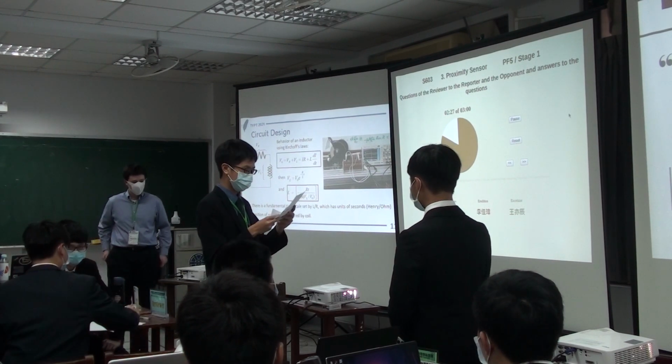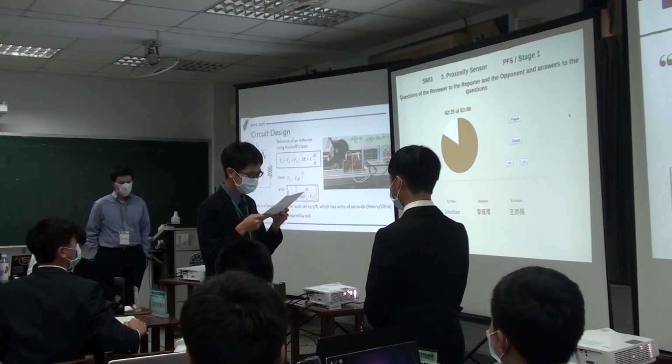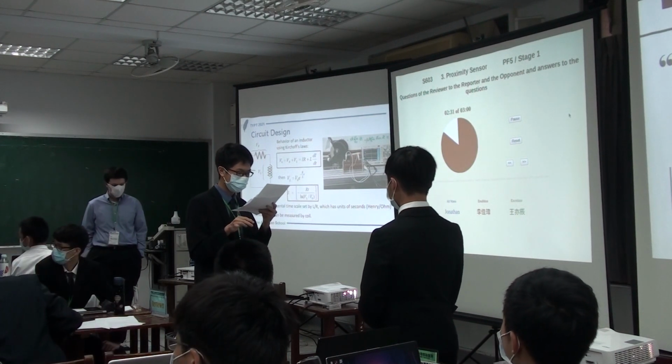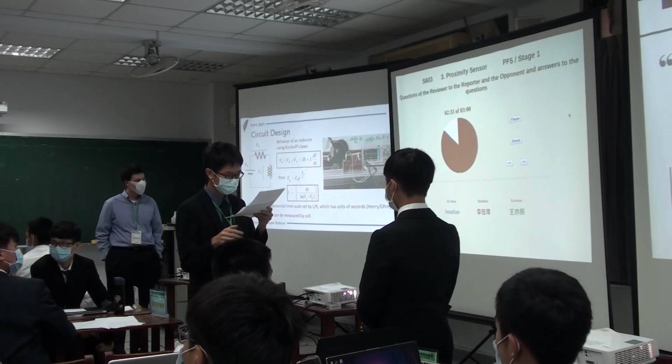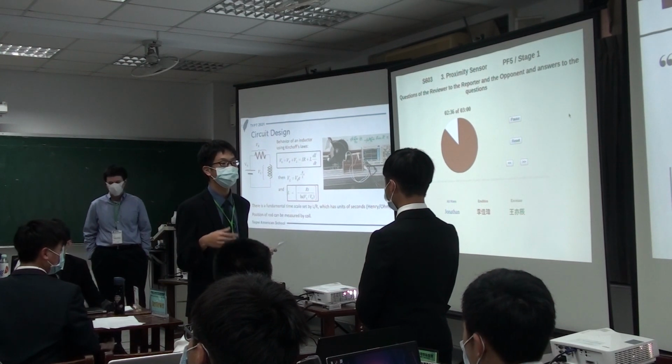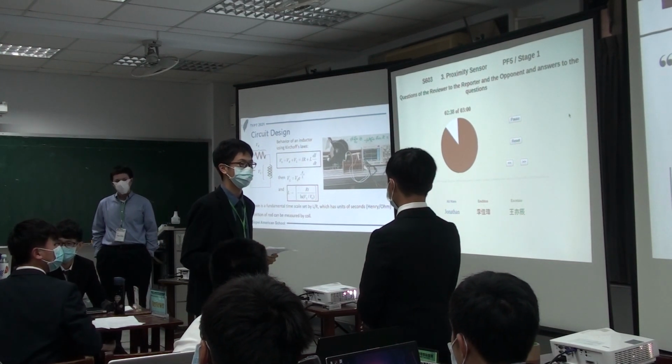Could you just repeat it? It's okay. When a magnetic object is moving, an inductive voltage would be caused by Faraday's law. So how would that affect the experiments of the reporters? How do you think?